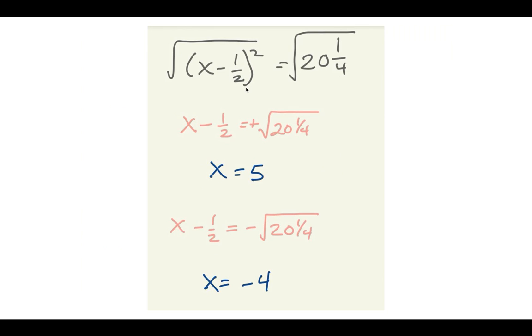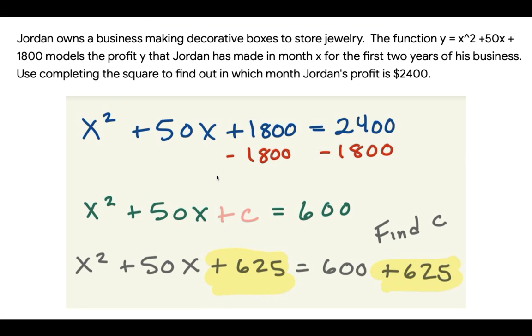Using the square root property, I end with x minus 1/2 equals the positive square root of 20 and 1/4. X minus 1/2 equals the negative square root of 20 and 1/4. Using my calculator, I end with roots of 5 and negative 4.